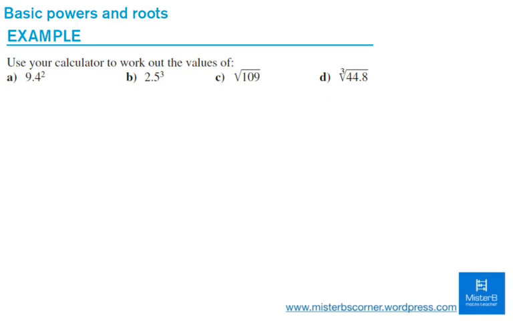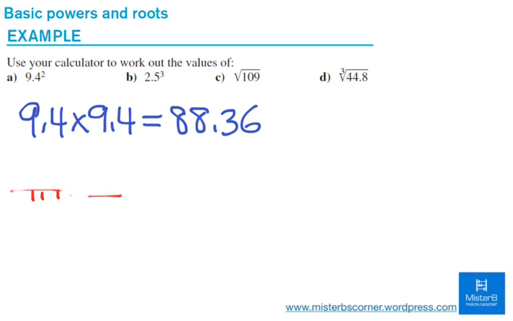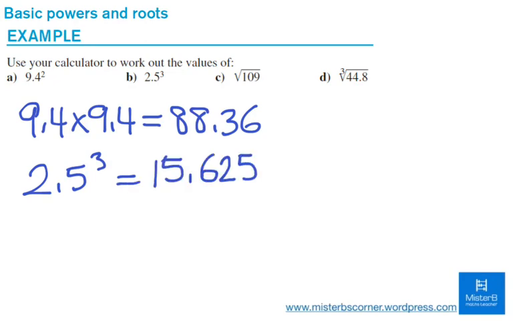So 9.4 squared means 9.4 times 9.4. It is not 9.4 times 2. Please be careful. This is a very common mistake that students make. So the answer will be 88.36. Now, the second one is 2.5 cubed. I can just key this into my calculator to find out 15.625.